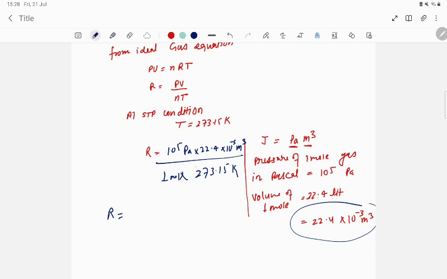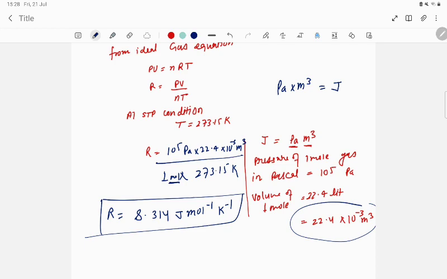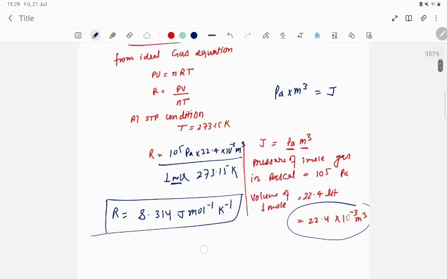So R is equal to how much, student? On solving all this, how much value is going to come? It is coming 8.314. What is the unit, student? Pascal into meter cube is equal to joule. So simply I am writing joule, then mole goes in the denominator, so it becomes mole inverse. Kelvin is also in the denominator, so Kelvin inverse. So 8.314 joule mole inverse Kelvin inverse.